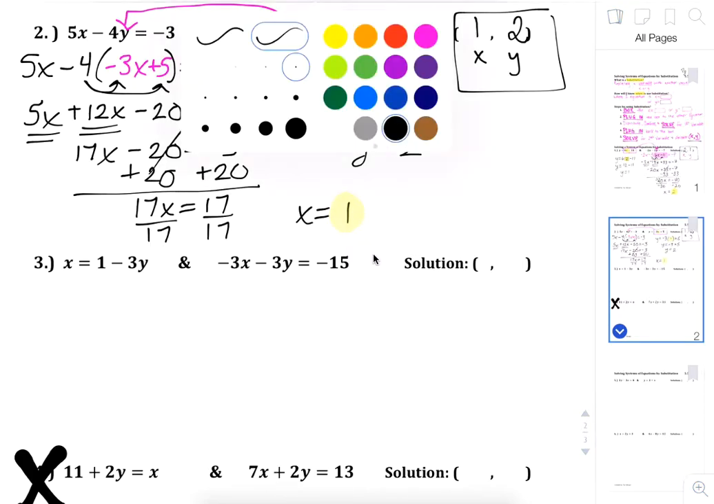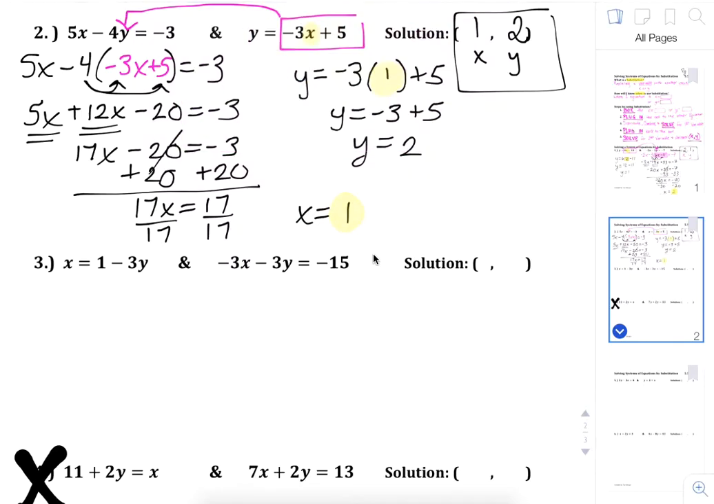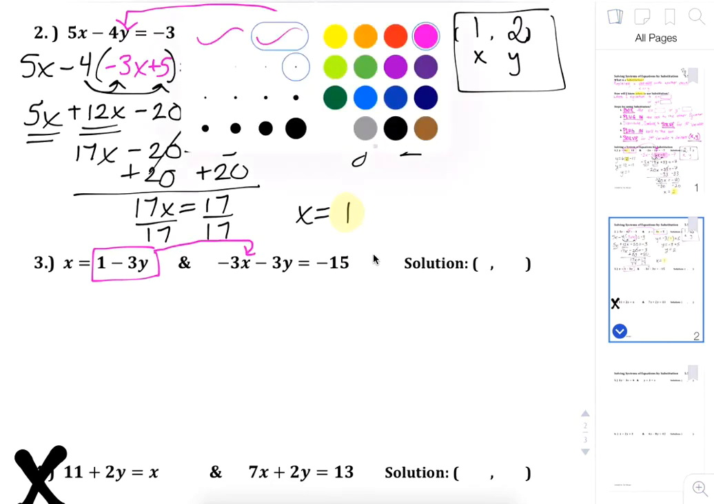Okay, number 3 is a little different this time. This time, I don't have a y by itself. I have this x by itself. So I'm not going to box the whole thing. I'm only going to box what x equals. And if that's what the x position is, he's going to go in where x was. Okay? So same thing again.